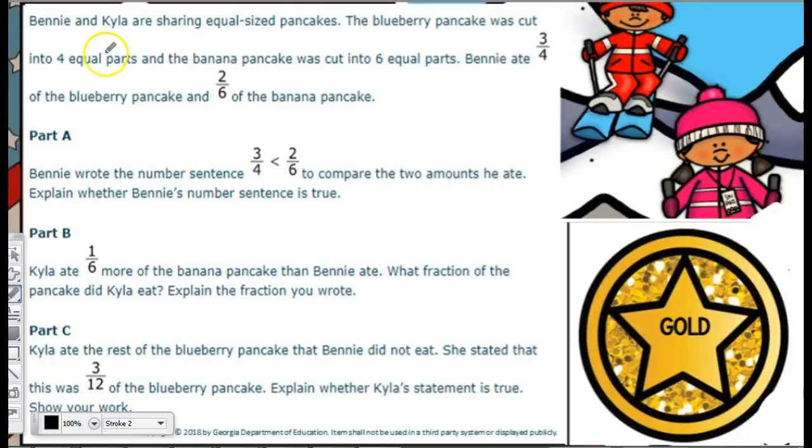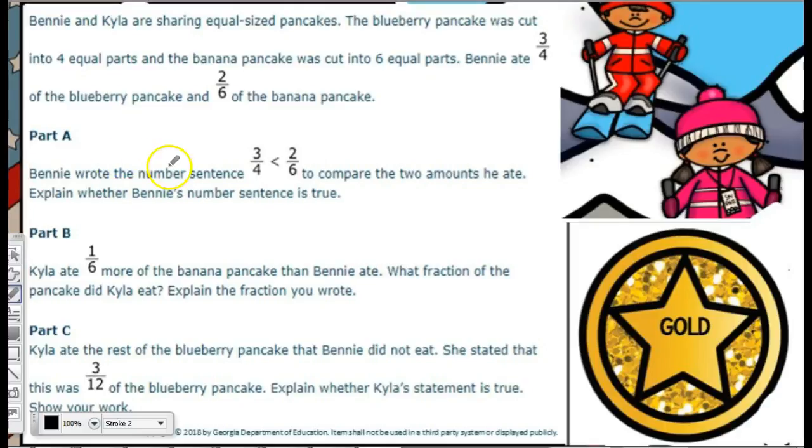All right, so Benny and Kyla are sharing equal-sized pancakes. The blueberry pancake was cut into 4 equal parts, and the banana pancake was cut into 6 equal parts. Benny ate 3/4 of the blueberry pancake and 2/6 of the banana pancake. So this question has several different parts, and we're going to work through each one.